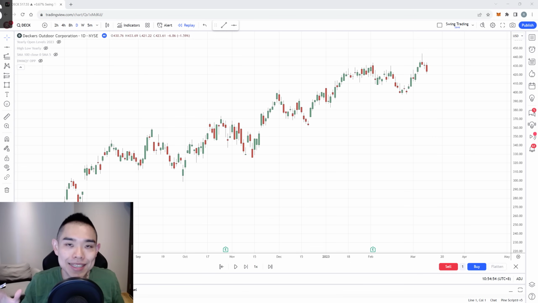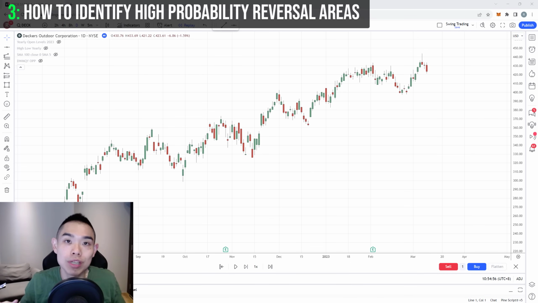Now, besides the quarterly open, you can also use other types of opening prices to define your area of value. So this is going to be fun. Pay attention.